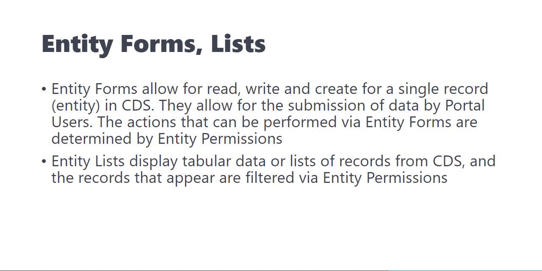So the actions that can be performed via these entity forms are determined by those entity permissions. The other way is entity lists, and they display tabular data or lists of records from CDS, usually in a grid if you're using the default out of the box display mechanism for them. So if you wanted to show a list of records on the portal, that's when you'd be using an entity list, and the records that you have access to are going to be determined by your entity permissions. So in other words, the entity list is filtered by the permissions of the portal user who is browsing that data.